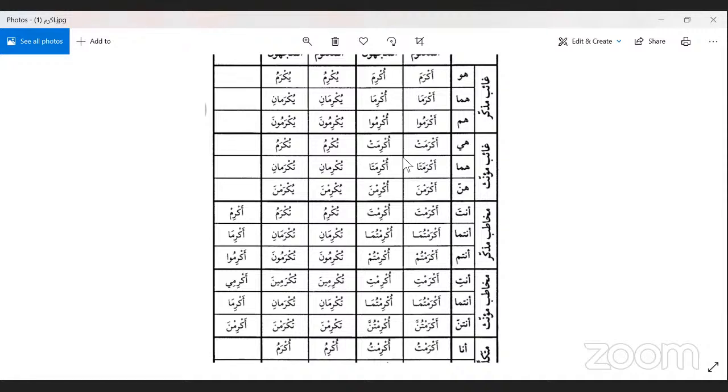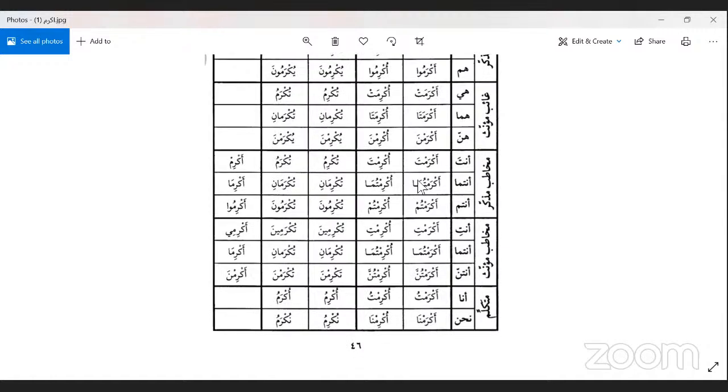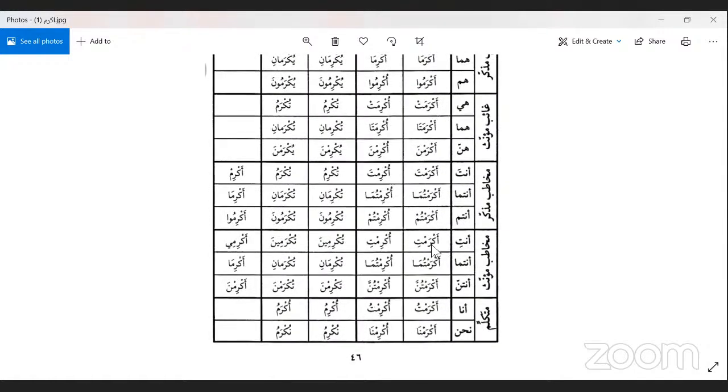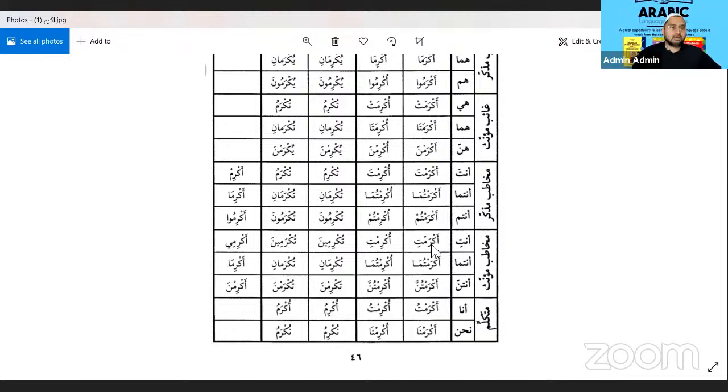Anta akramta, you gave respect. Antuma akramtuma, you both gave respect. Antum akramtum, you all gave respect. Anti akramti, you gave respect. Antuma akramtuma, you both gave respect. Antunna akramtunna, you all gave respect. Ana akramtu, I gave respect to someone. Nahnu akramna, we gave respect to someone. Excellent. Sister Akila, can you do this as well?